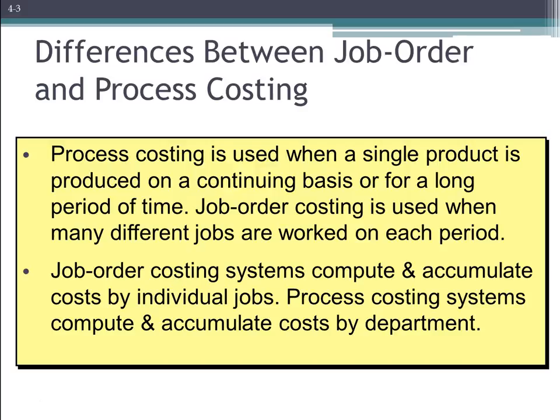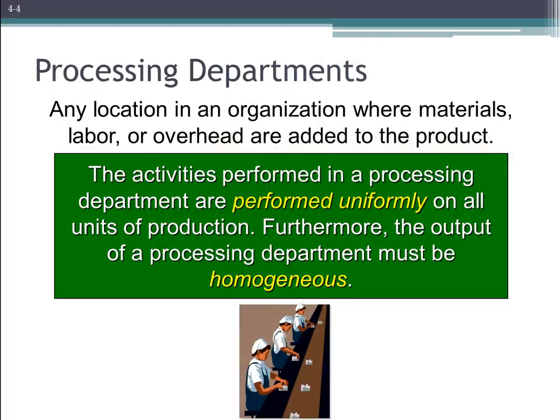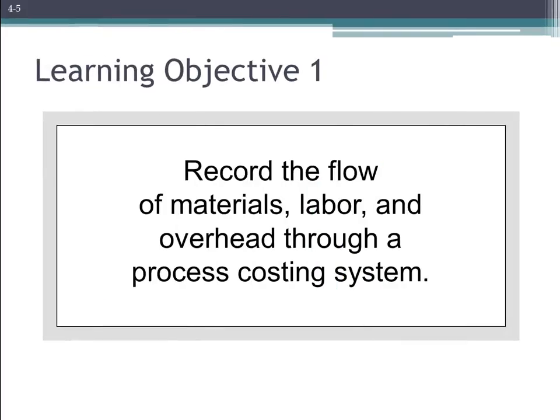Now, the job order costing systems compute and accumulate costs by individual jobs, whereas process costing, because everything is homogenized and identical products, computes and accumulates costs by departments, and generally processing departments are portions or areas of the manufacturing facility that perform the same function, and their end product is usually identical, although it may not be a completely finished product. So the activities performed in a processing department are performed uniformly on all units of production, and their output will be homogeneous, although it may not be a finished product.